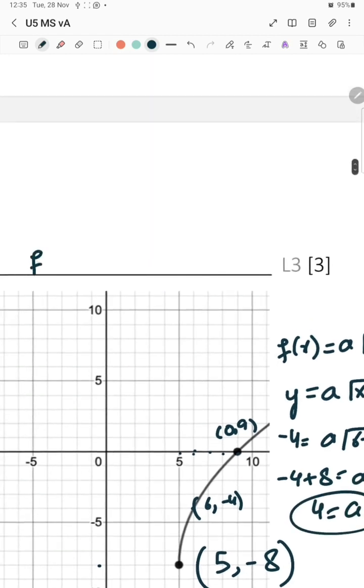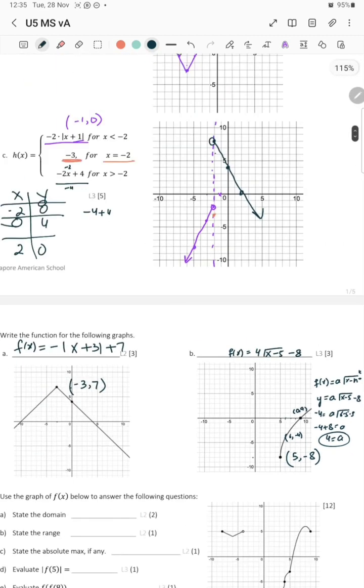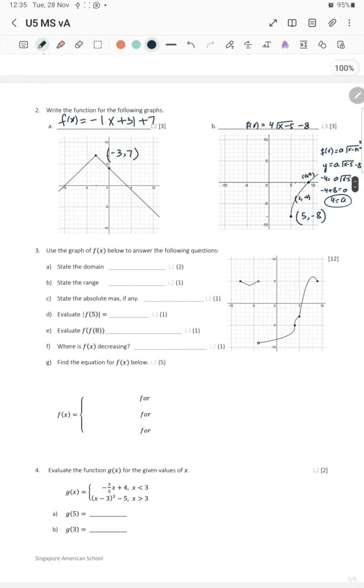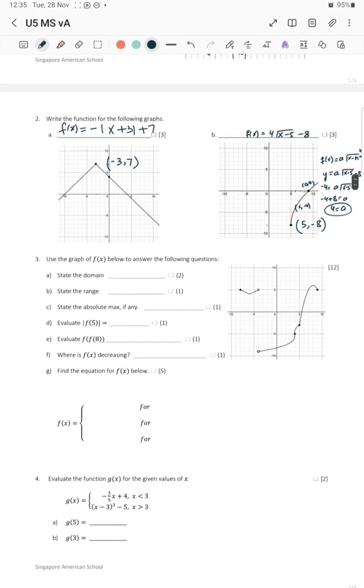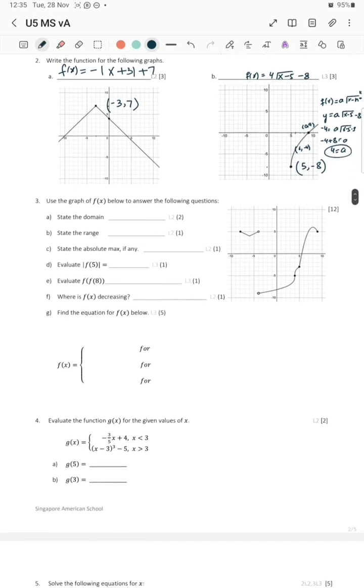So f of x is equal to 4 x minus 5 minus 8. Okay. Use the graph of f of x to answer the following questions.